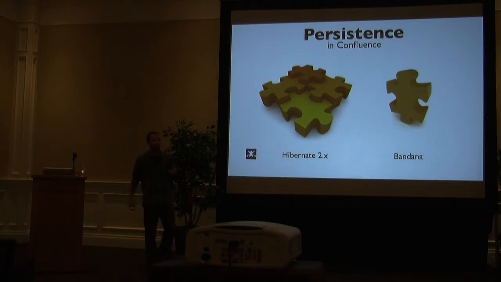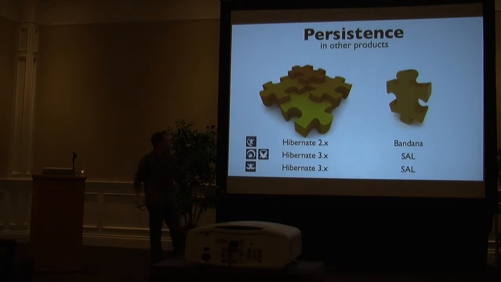In Confluence, pretty much the same story, different technologies. Bandana is an Atlassian developed framework, and same story, key value pair, except that Bandana will actually serialize for you. So just a bit of a bonus there, but not much. And the Confluence guys use Hibernate. And if we go to all the other products, Bamboo is the same as Confluence, and FishEye, Crucible, and Crowd both provide you only with SAL.